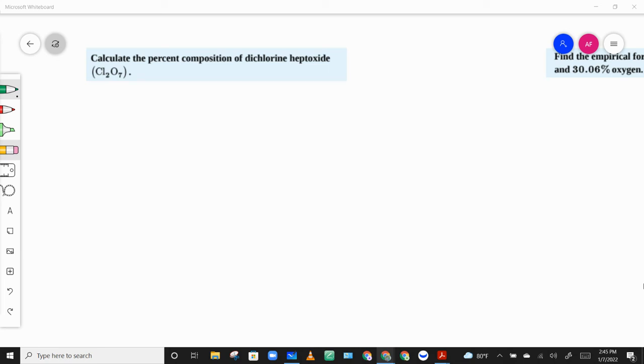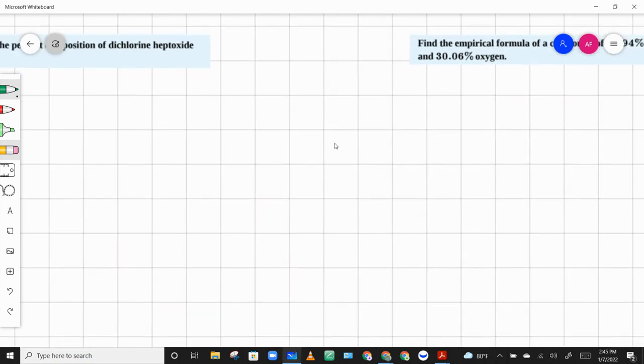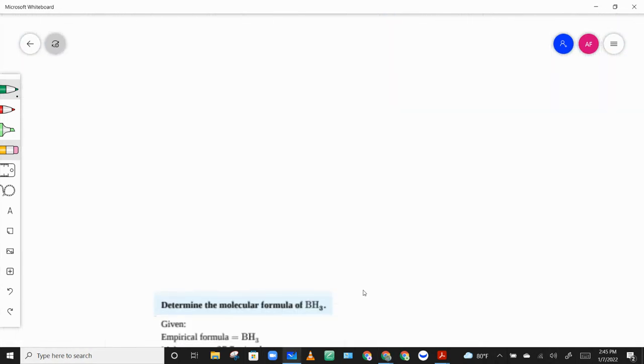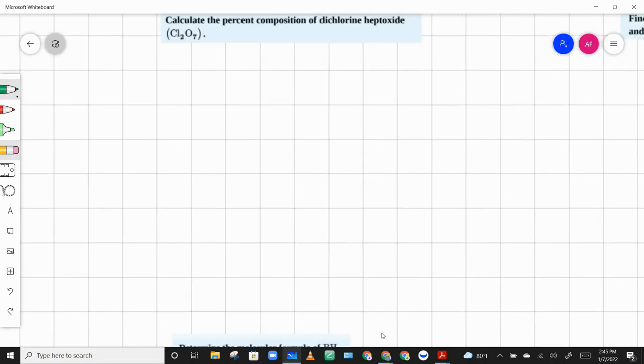Okay, guys, I'm going to go over how to calculate percent composition and then how to find empirical formula and also how to find molecular formula given the empirical formula as well as the molecular mass.